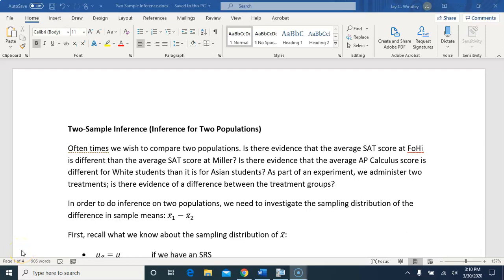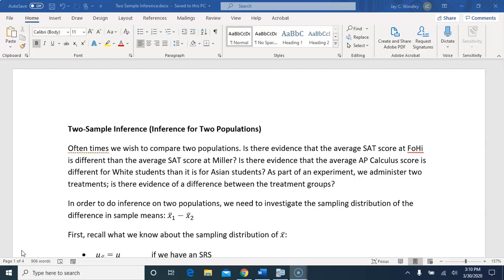Now that we know how to do confidence intervals and hypothesis tests for a single proportion using a single sample, it's time to turn our attention to two-sample inference, or inference for two populations. This comes up in a variety of contexts.